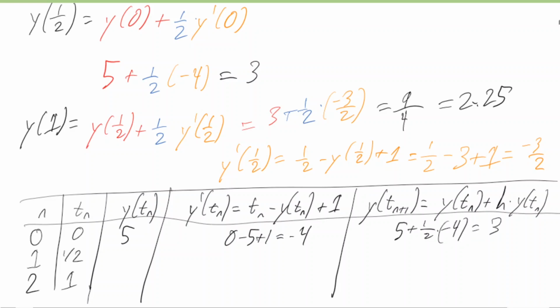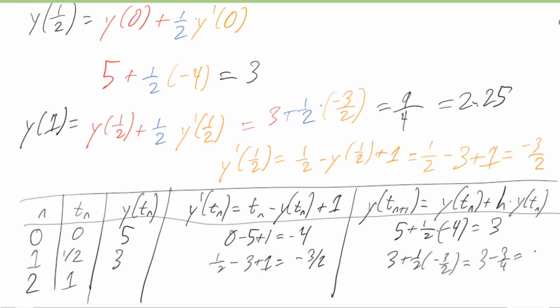Then we take this value y of 1/2 equals 3 and plug it into the next column and use that to compute the derivative at 1/2. So we use our differential equation to get the derivative at 1/2, which is -3/2, and then plug in these 2 values into Euler's method to get our estimate for y of 1 and get 9/4.